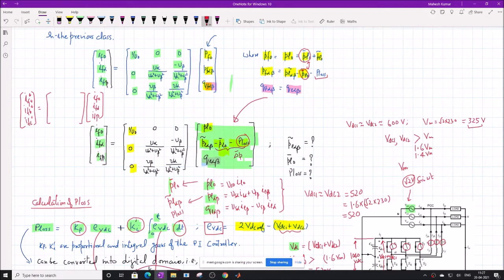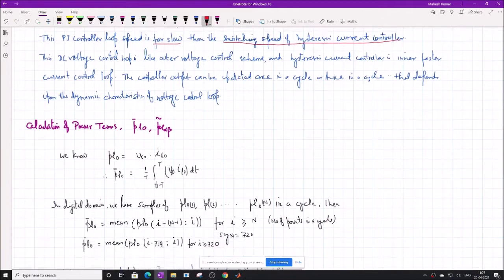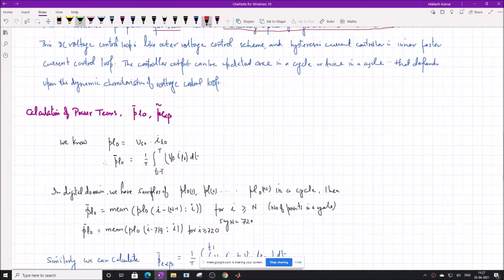Okay, these matrices are nothing but 2 by 3, 1 by root 2, 1 by root 2, 1 by root 2. This is 1, minus half, 0, root 3 by 2, and root 3 by 2, minus. I hope you remember from the previous discussion. All right. So other important factors are the computation of the PL0 and PL alpha beta tilde.